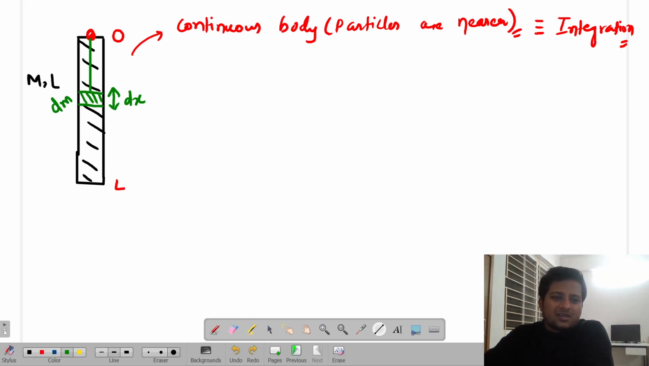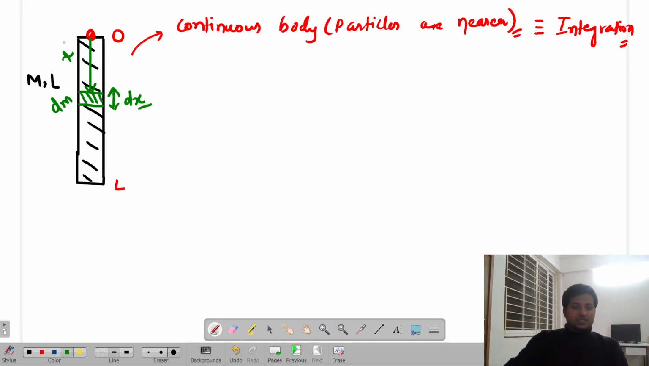Why consider dl? Let us just consider dx, no problem with that. Sorry, located at distance x, because l is already used. For any kind of continuous body, if I'm talking about ring, sphere, cylinder, whichever rigid body you take, just create a smaller mass element of mass dm, length dx, located at distance x. Remember that this variable and this variable should always be the same.